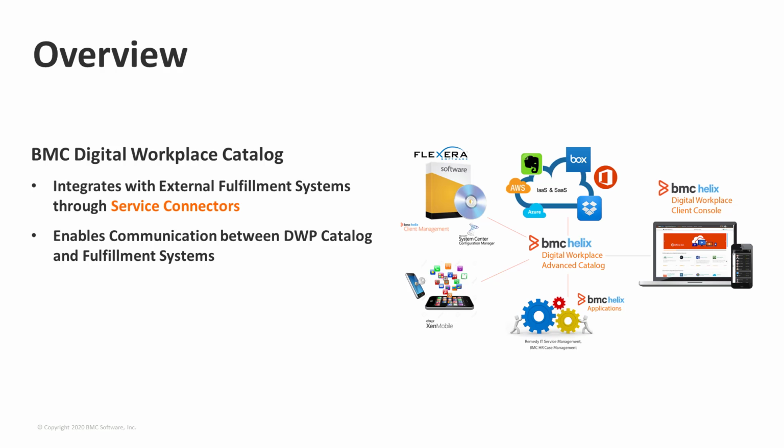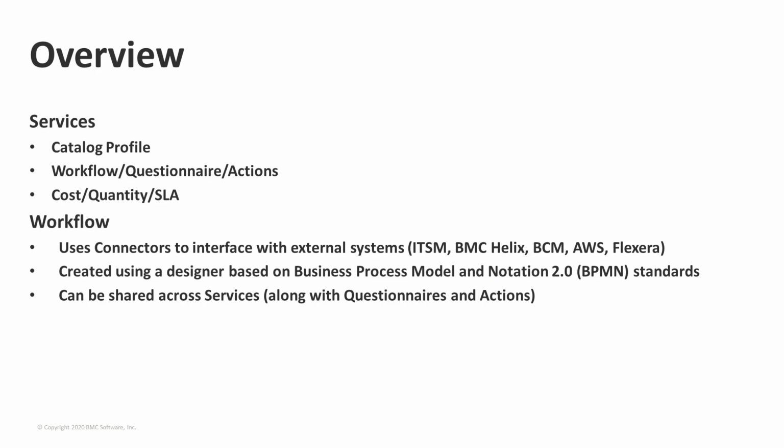So what is DWP Catalog? It's a system that integrates with external fulfillment applications via service connectors. Some examples of those connectors are AWS, Flexera, BCM, BAO, HRCM, AD, and of course, ITSM Remedy. Some of the key components of DWP Catalog are services and workflow.